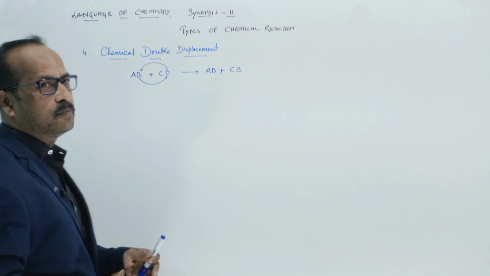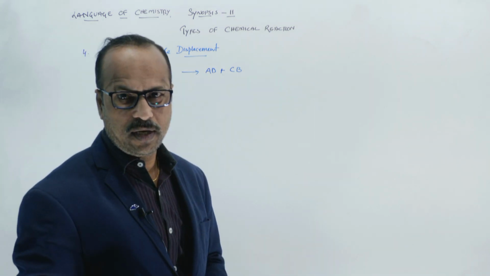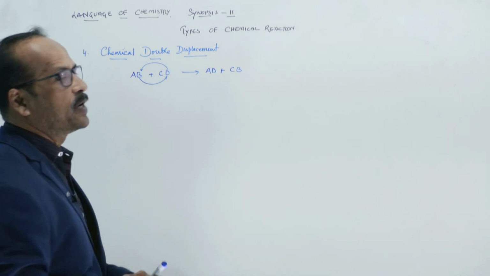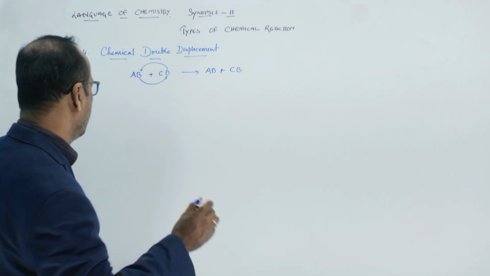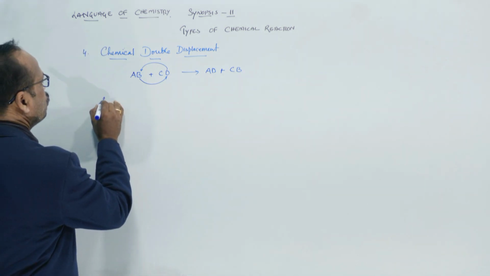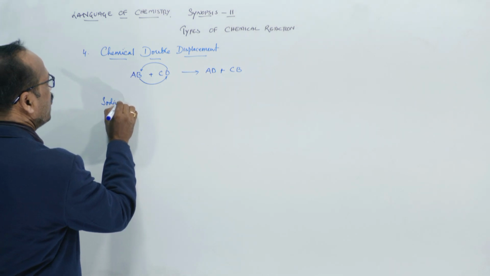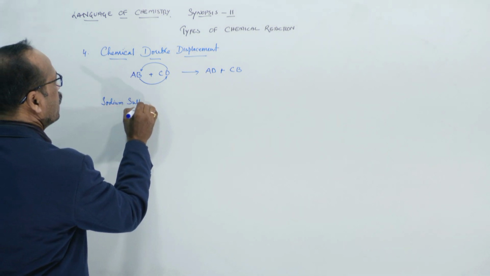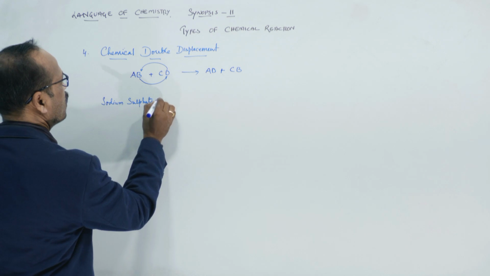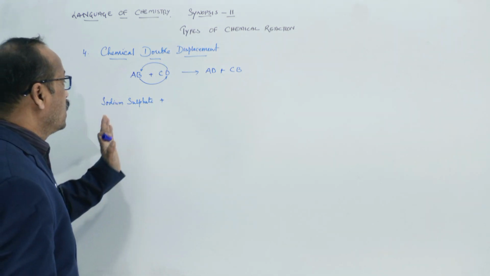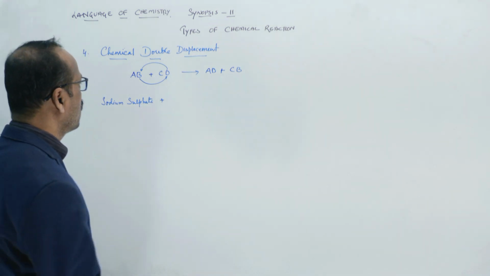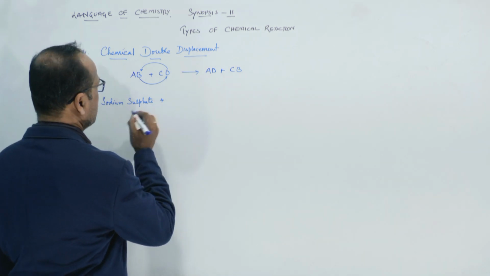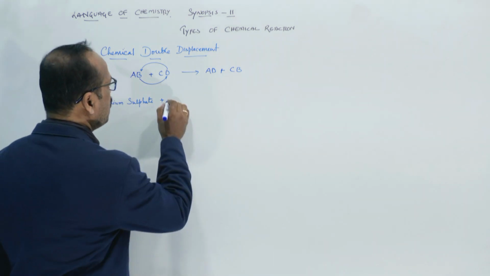Now let's come to some actual examples. For example, take sodium sulfate. Here I am writing sodium sulfate. Now you have to write the formula for it. Sodium sulfate, come on, write the formula. Sodium sulfate is reacting with barium chloride.